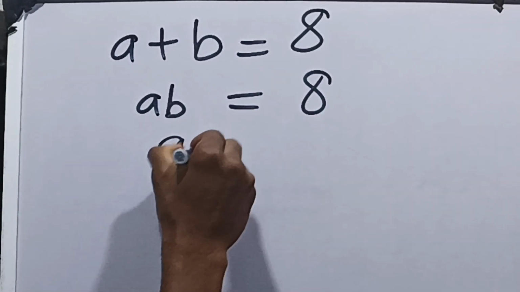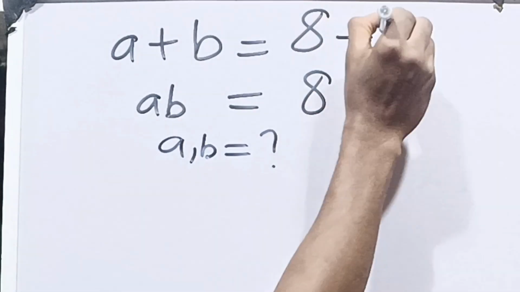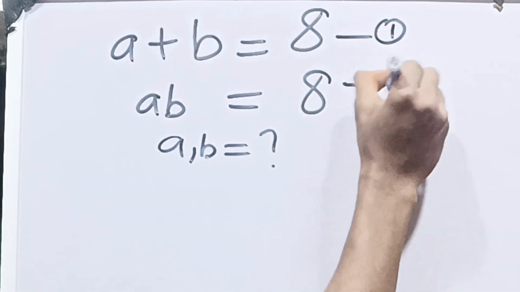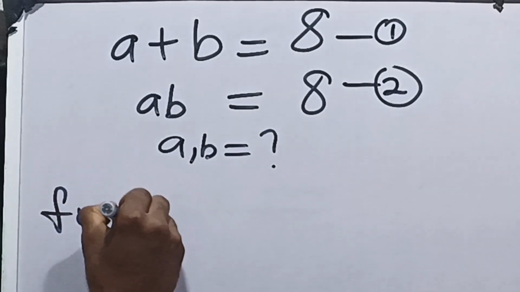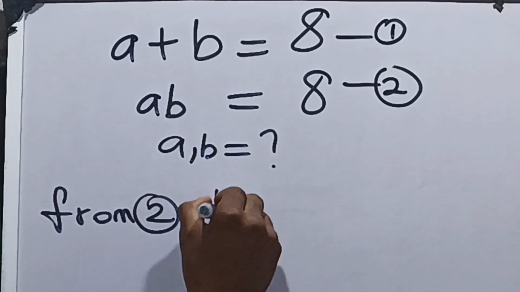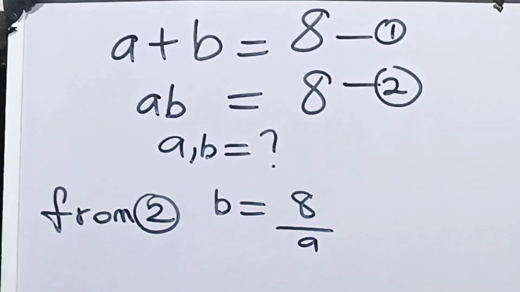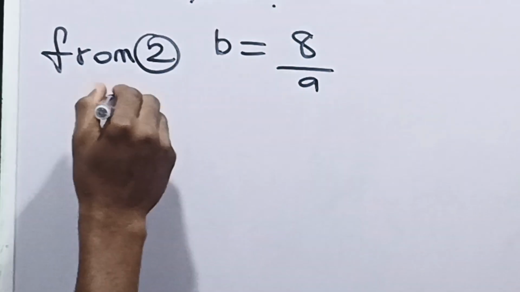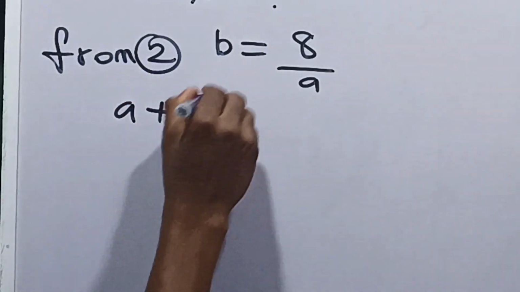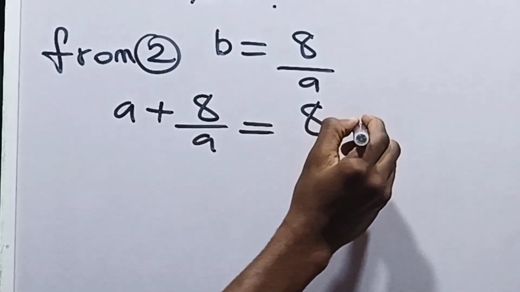Okay, so first thing we can do here is to call this equation 1 and call this equation 2. From equation 2, we have that b is equal to 8 over a. Now let's put b as 8 over a in equation 1, so that we have a plus 8 over a is equal to 8. We can call this equation 3.